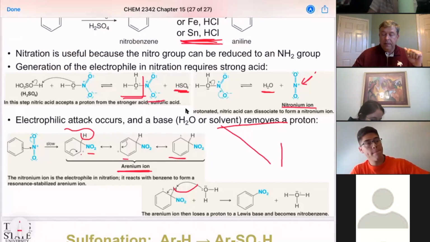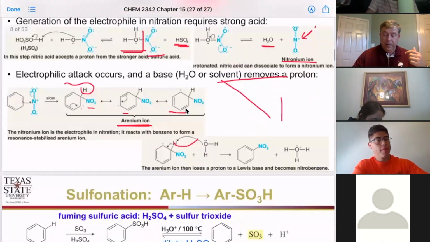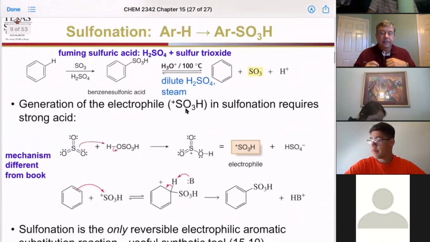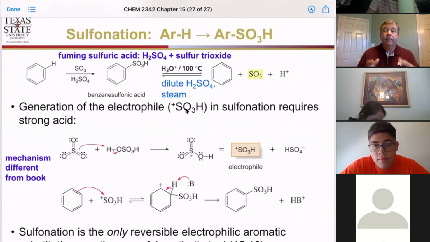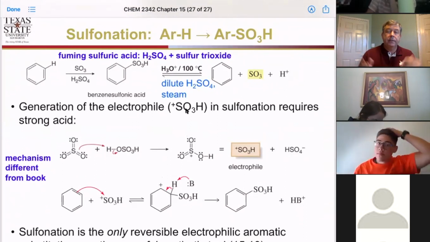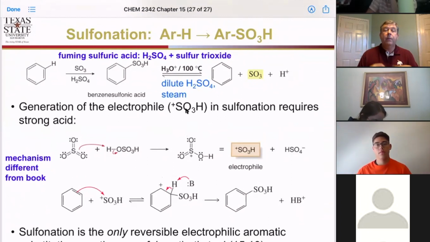So instead of a nitro group now, let's add a sulfate group, and I'll show you that the reaction mechanism, again, is exactly the same. In the case of adding a sulfonic acid group to the system, we typically take SO3, which is a gas, and have a saturated solution of SO3 in sulfuric acid, and that will sulfonate the compound.